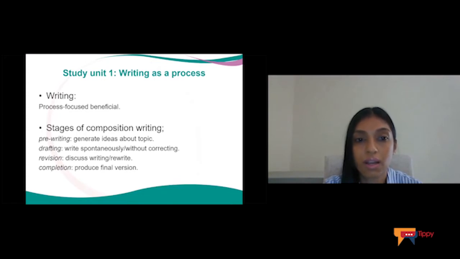These include pre-writing, in which you generate ideas about the topic you are writing. You then proceed to drafting, in which you write spontaneously without correcting what you have written. Thirdly, you move on to the revision stage, in which you discuss your writing with your peers or your lecturers, and you rewrite and make corrections. Finally, you move to the completion stage, in which you produce a final version of your writing piece. This implies that the process of writing is just as important as the final piece of writing which you produce.